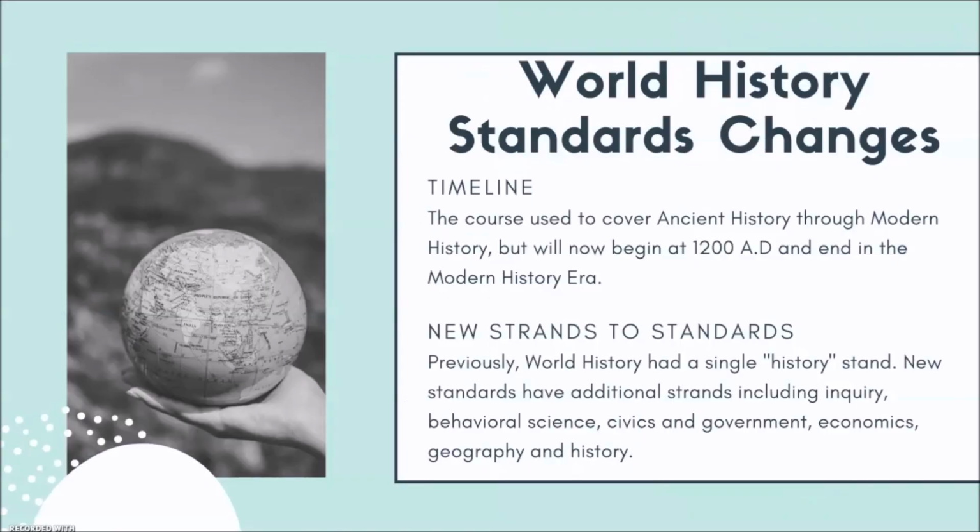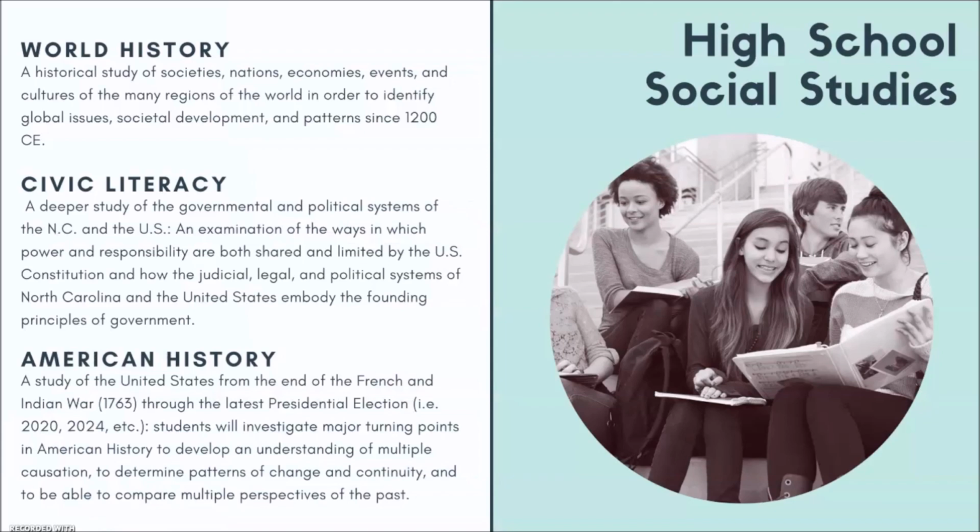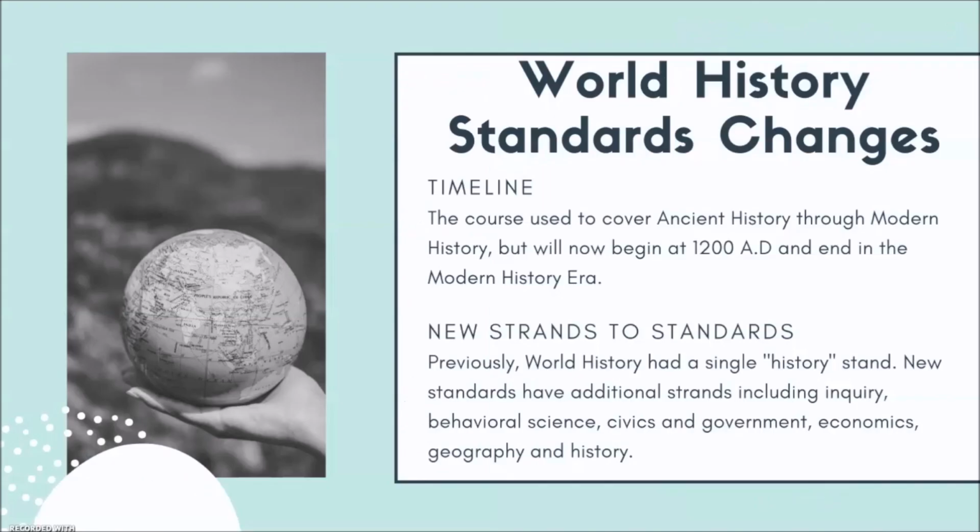For high school social studies, or world history, civic literacy, and American history courses, again, these courses are much like the middle school, staying the same in topic, but the way that they're covered will look different. For world, the major change is that the timeline looks different. So it used to cover ancient history through modern history, or modern times, but now it's going to begin at 1200 AD, and it will end in the modern history era. So what they've done is they cut the course down in content to about half of the time span of what it used to cover.